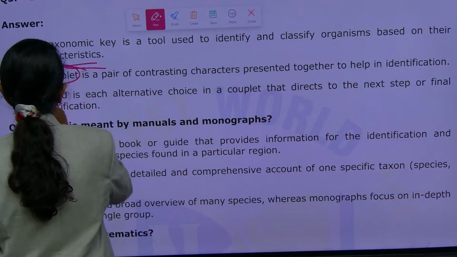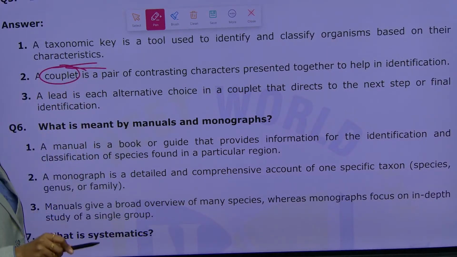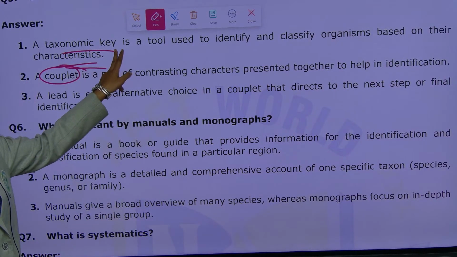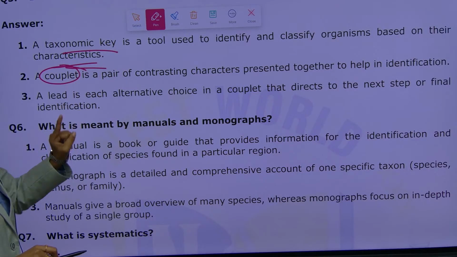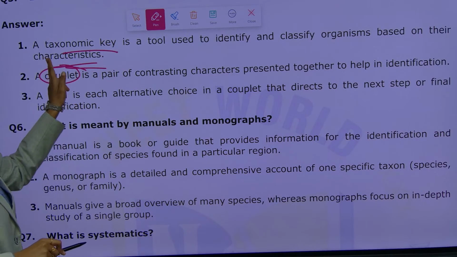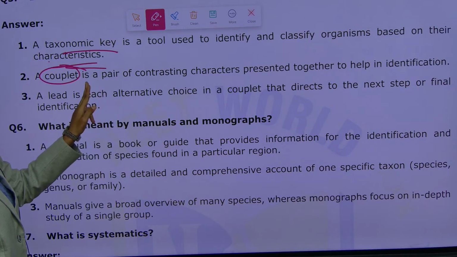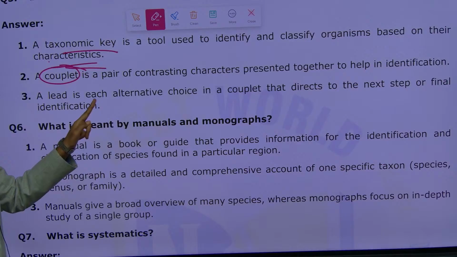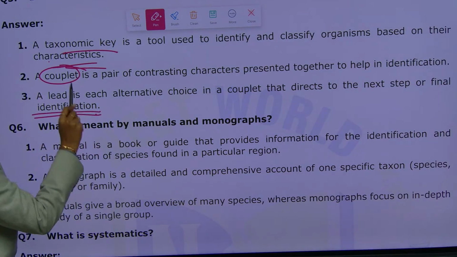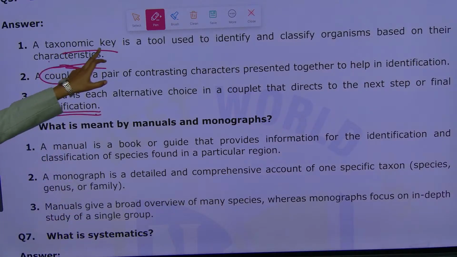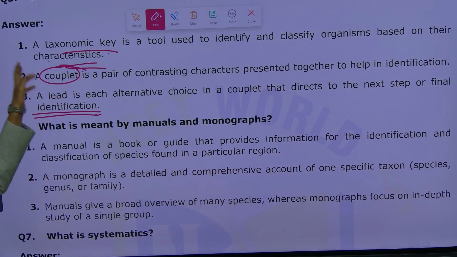What is a couplet? It is a pair of contrasting characters. A taxonomic key is used to identify organisms. A lead is each alternative choice in a couplet that directs the next step or final identification. What is a key, couplet and lead? Just explain it in a single line, that will be enough.